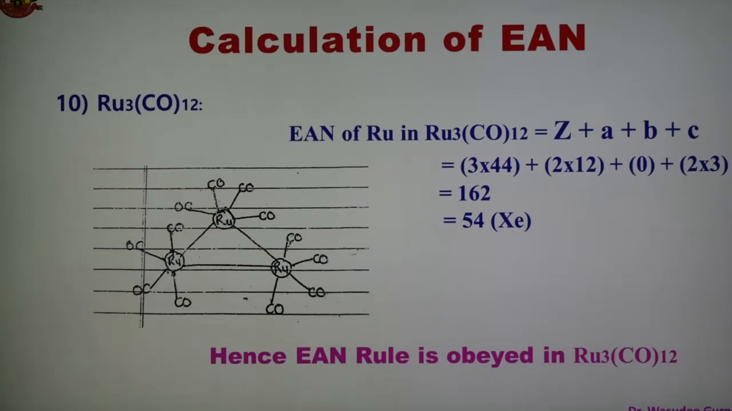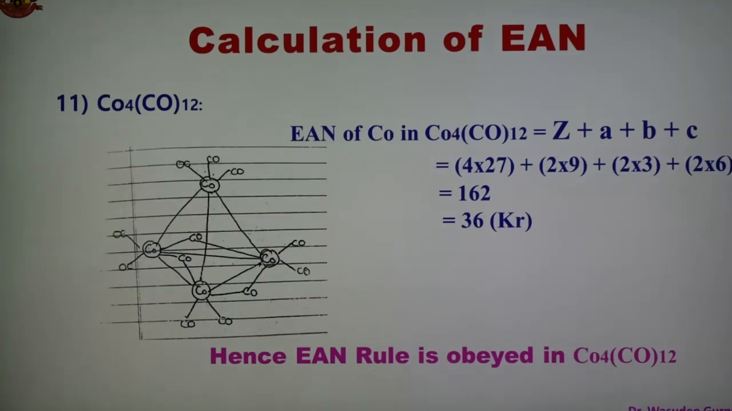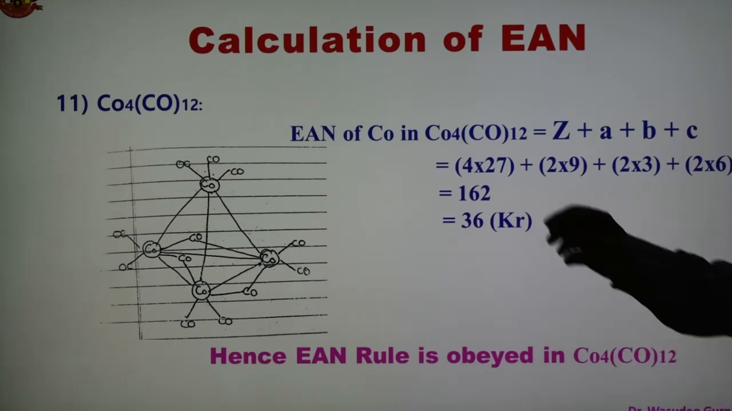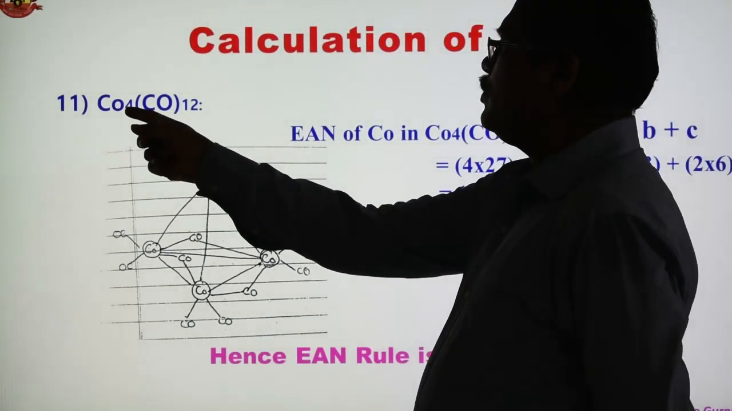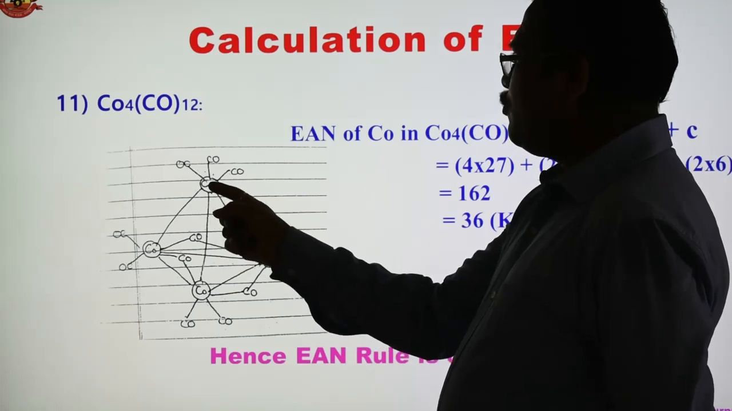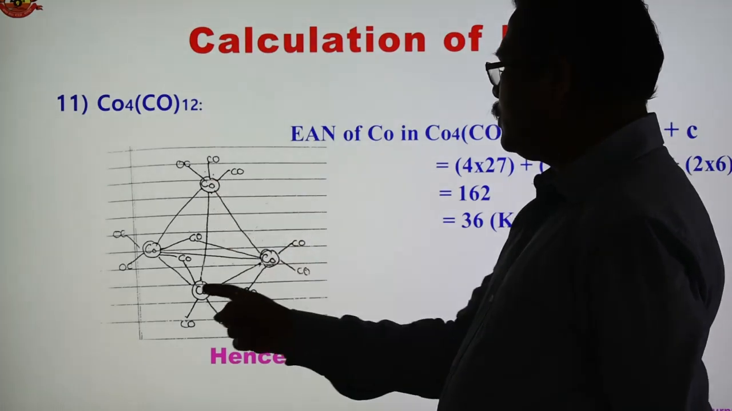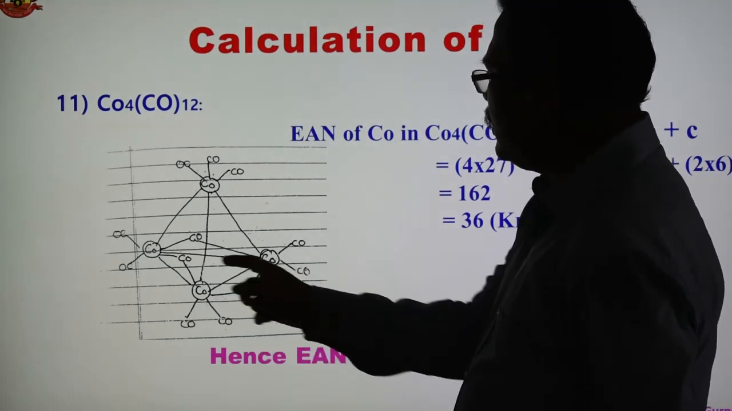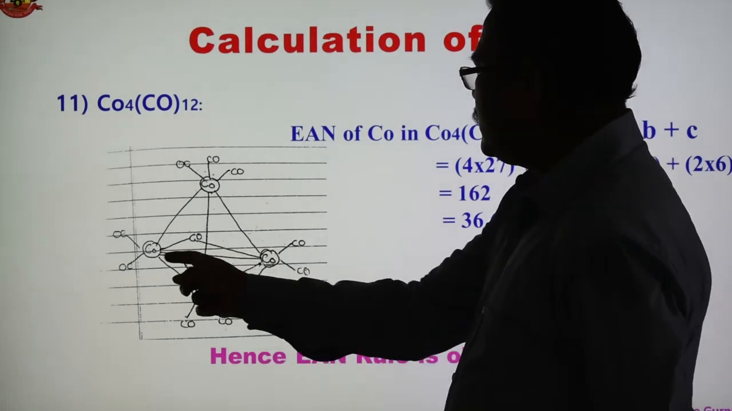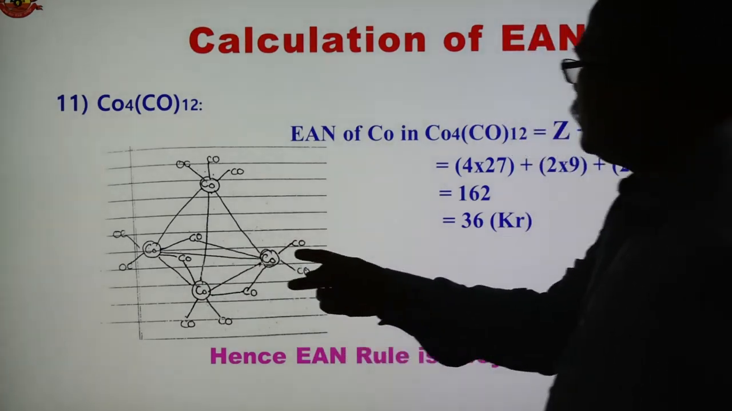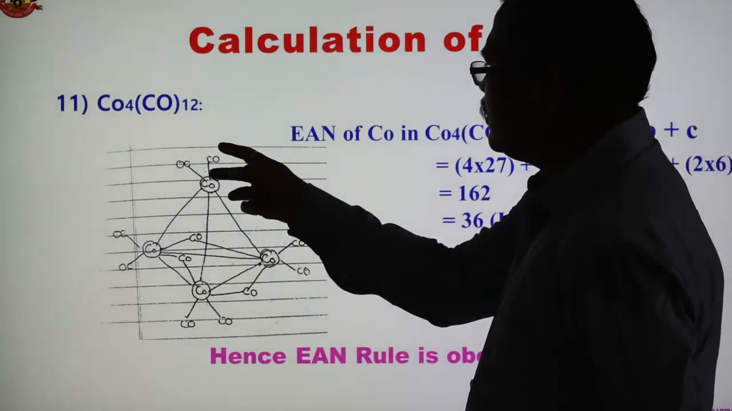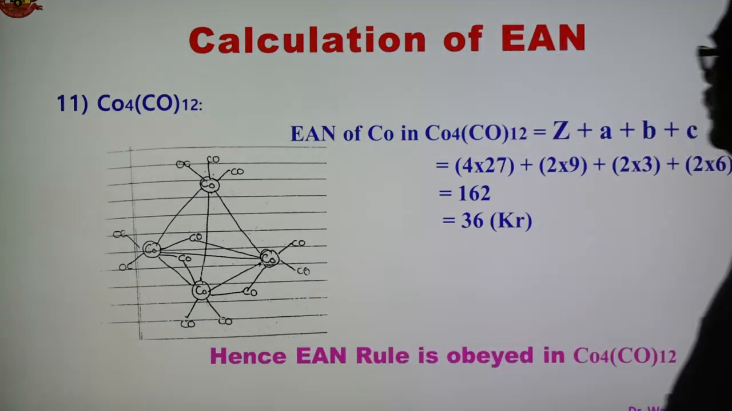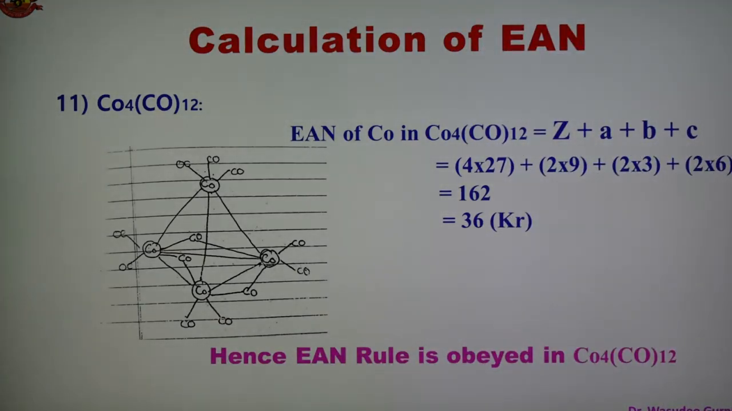So this is the 10th example. One more example, number 11. Now see Co4CO12. In this case 4 cobalt are there, 1, 2, 3, 4 arranged, and here is 1 bridging carbonyl, this is second bridging carbonyl, this is third bridging carbonyl. So 3 are there, and 2 terminal, 3 terminal, 2 terminal, and 2 terminals are here. In this way the structure of Co4CO12 is arranged.